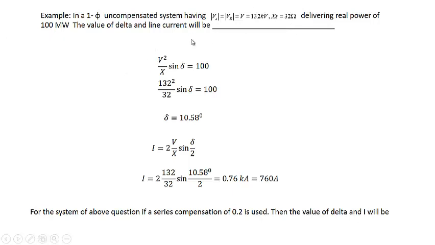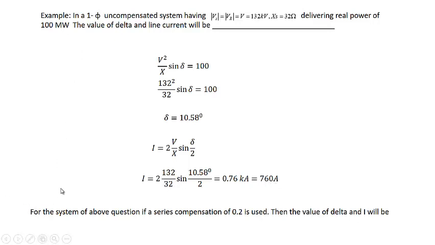We know that the power transfer is given by V square by X sine of delta, that is 132 square divided by 32 sine of delta is equal to 100. Delta will be equal to 10.58 degrees. The equation of I, which we have derived from the triangle relating VS, VR and the voltage drop, gives I equal to twice V by X sine of delta by 2. So 2 into V divided by X sine of delta by 2 comes out to be 760 amperes.